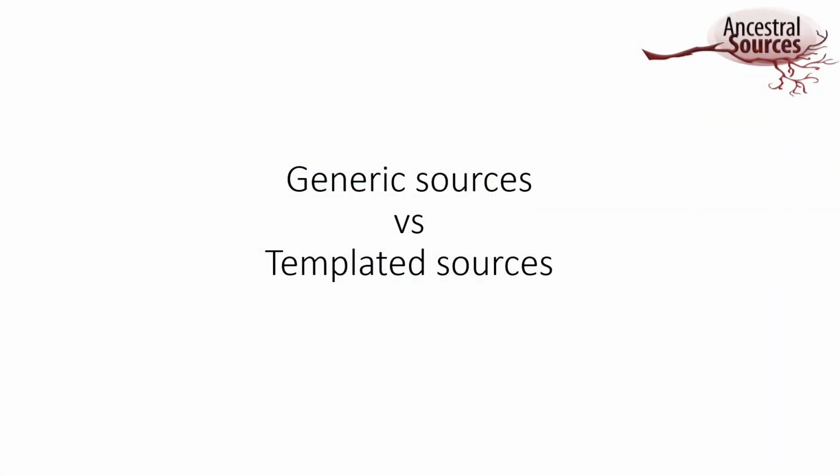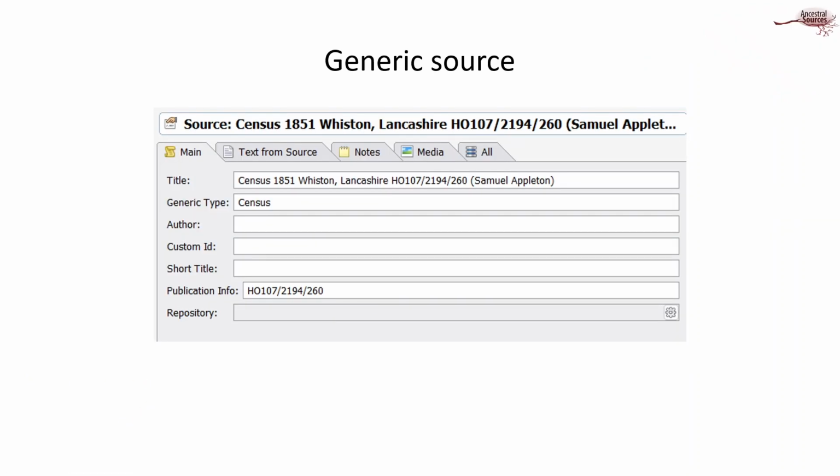Generic sources versus templated sources. As you may well be aware, GEDCOM is a file transfer standard. It's a standard for transferring family history data, and Family Historian very famously uses the GEDCOM as its file structure, and the generic source was the only option available in Family Historian until version 7. So for almost 20 years it was the only option available in Family Historian.